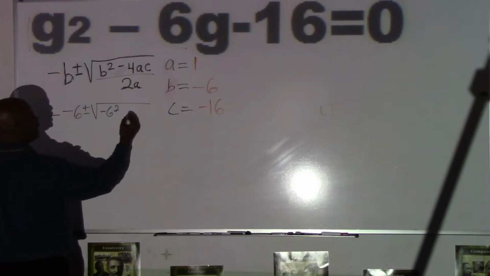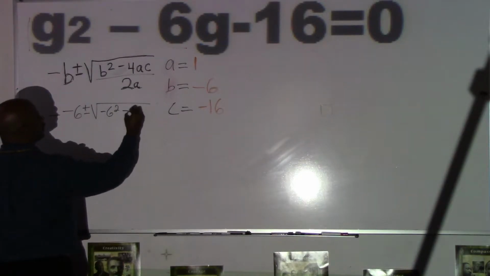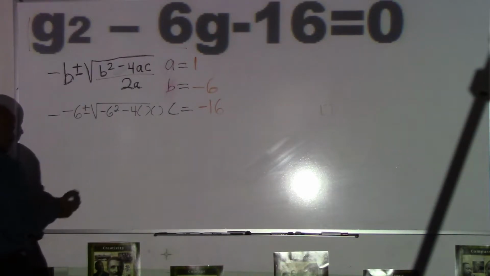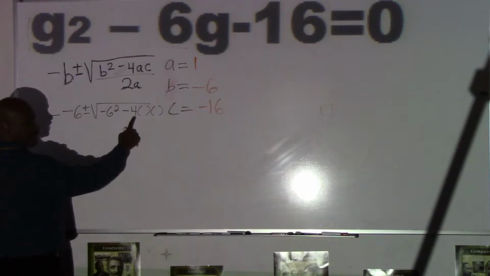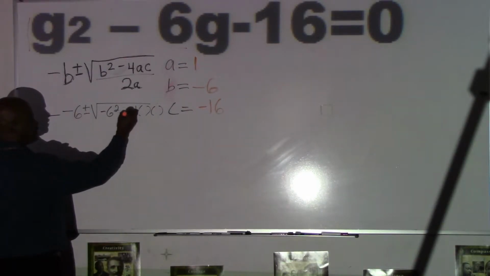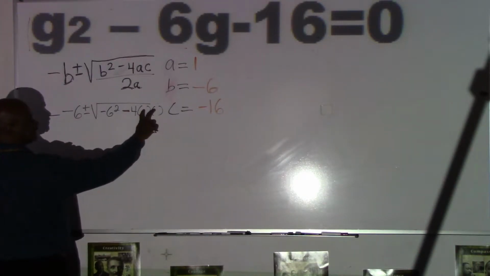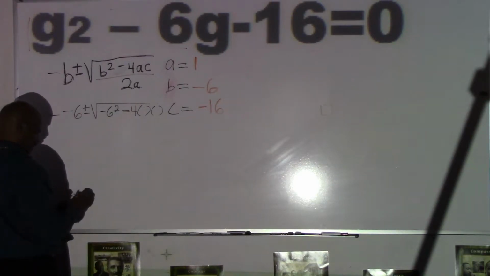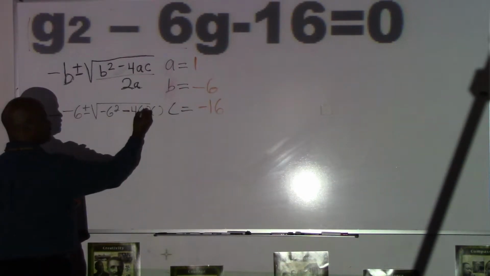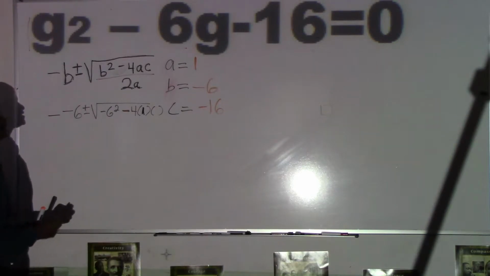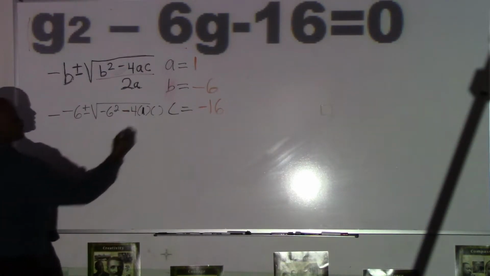Then we continue with minus 4, then a, then c. Keep this in mind: whenever we're doing this formula, this minus does not apply to the 4 here. It's independent, right here in the middle. Whatever you get here, you subtract from whatever you get when you multiply 4 times a times c. What was a? A is 1, so we put 1 in there. And what was c? Negative 16.